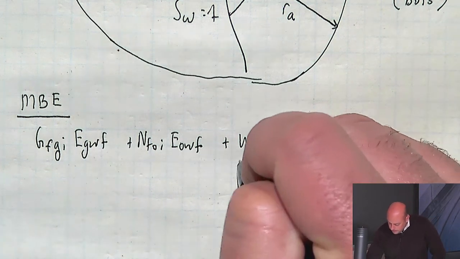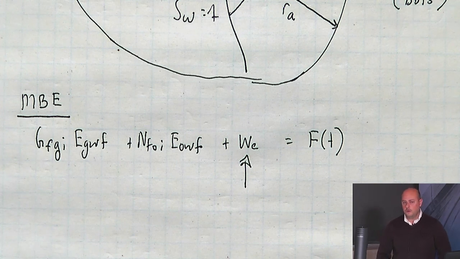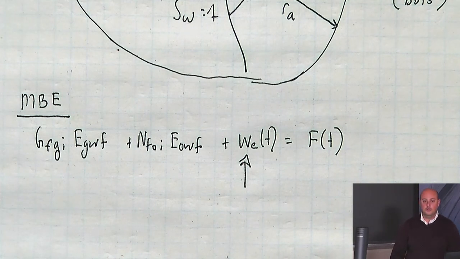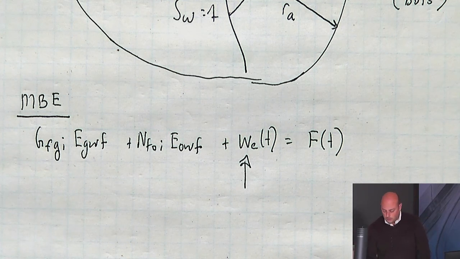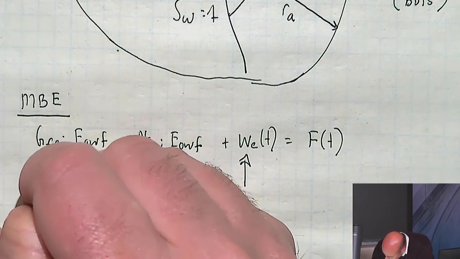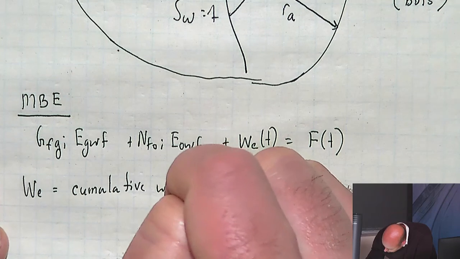Then WE is the water that encroaches the reservoir. So it's the cumulative amount of water that's encroached at any given time. So that's got units of barrels, and so that's going to also be a function of time in general. So WE increases with time usually. So you have a little bit of water encroach early on, and then as time goes on, you'll have more and more encroach. GFGI and NFOI are constants. So WE is what we're interested in here. It's the cumulative water influx.